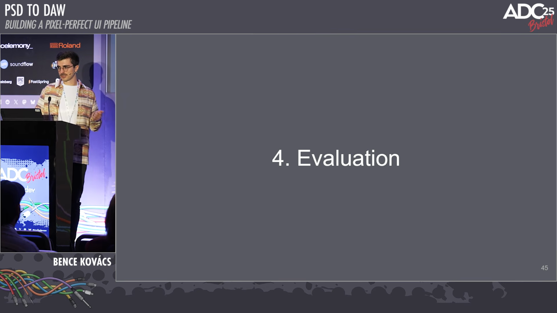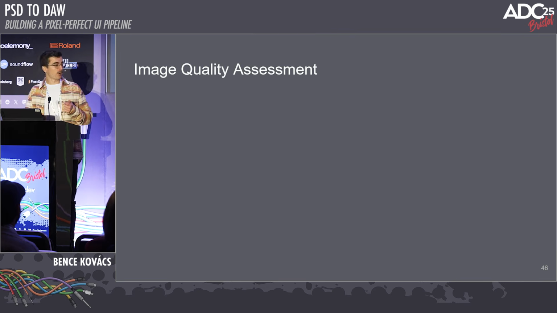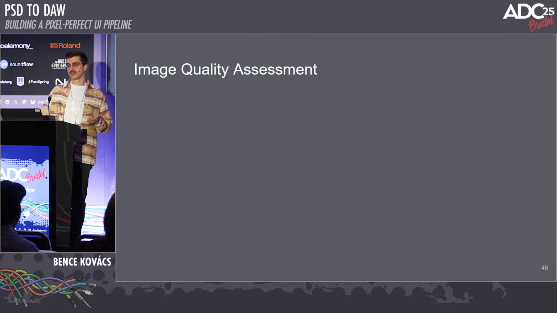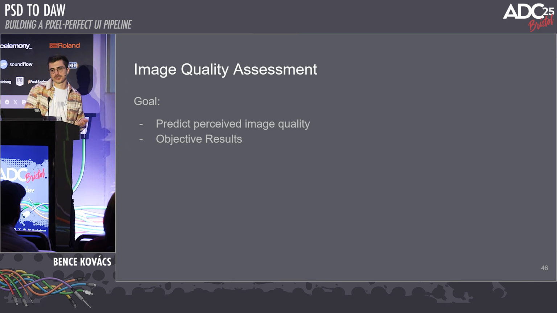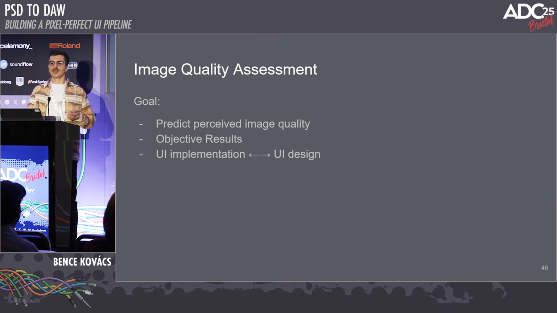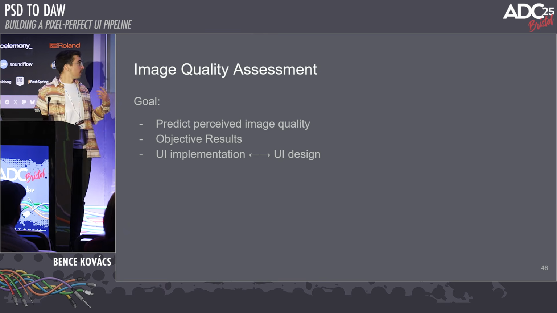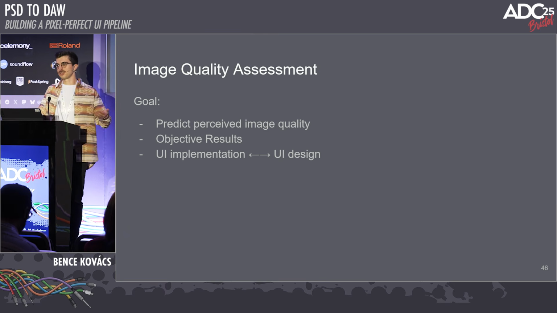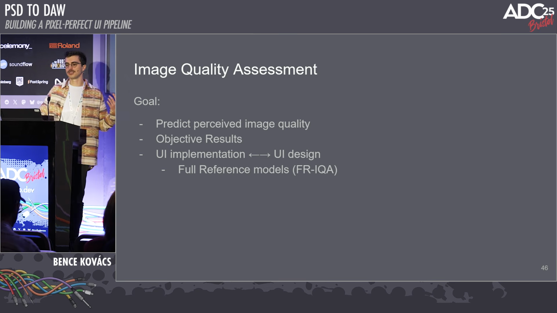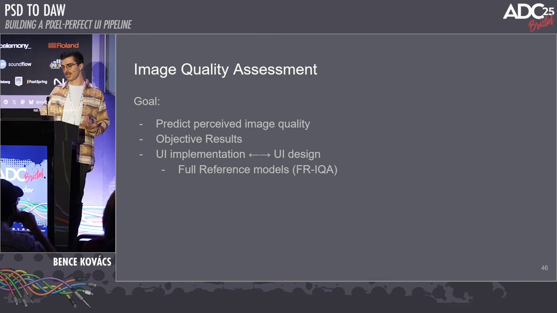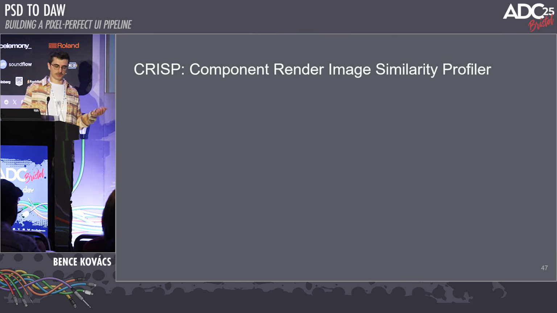And then the last topic I just want to mention is how do we actually evaluate whether things are correct or not. Basically, there is this whole field called image quality assessment in computer science. In our case, we always have the original UI design, and we compare against it. In this field of study, these are called full reference models that people apply, and these are what are called perceptual models.